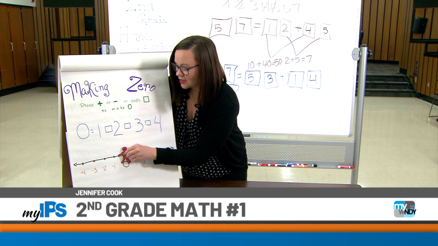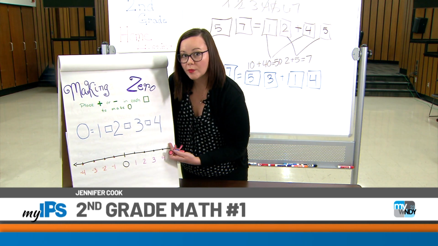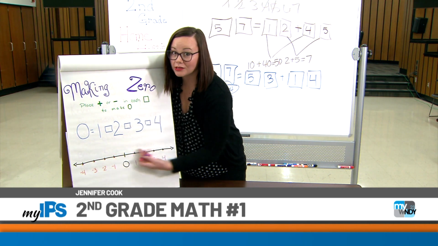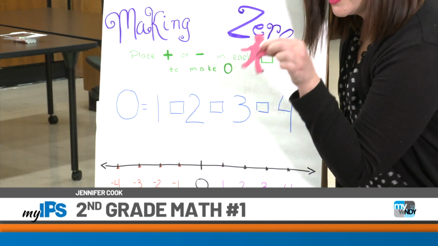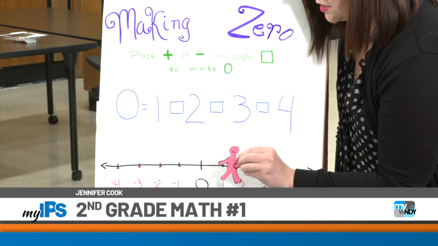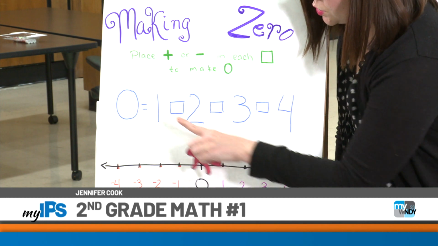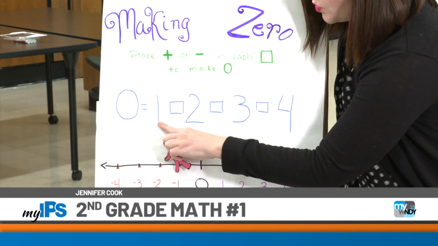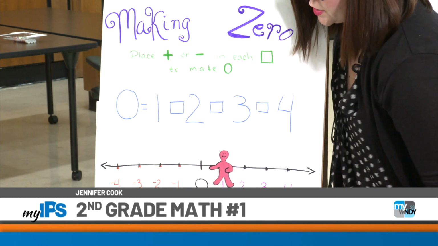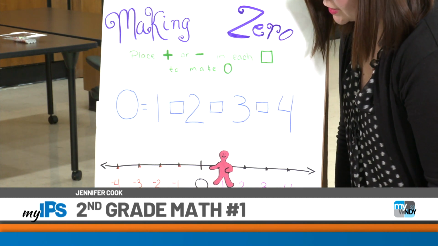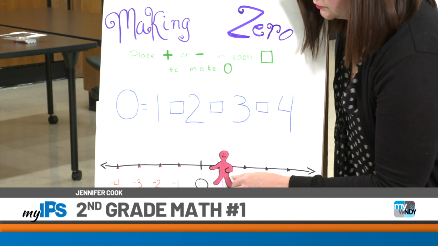I've got my little man, and you guys can make a number line at home as well. All I did was just draw a line and add ticks to numbers. And I have my little number line jumper. So we're starting at 1. Our goal is to get to 0. So I have 1 here, and it's a positive 1.